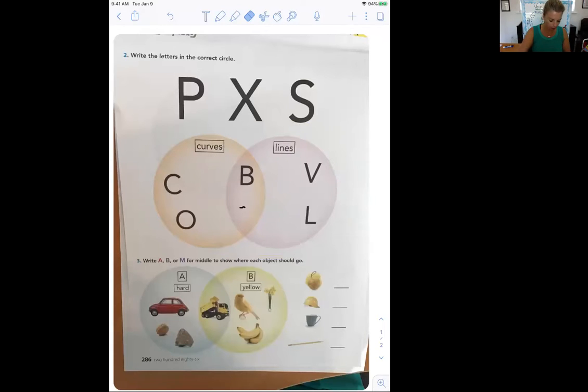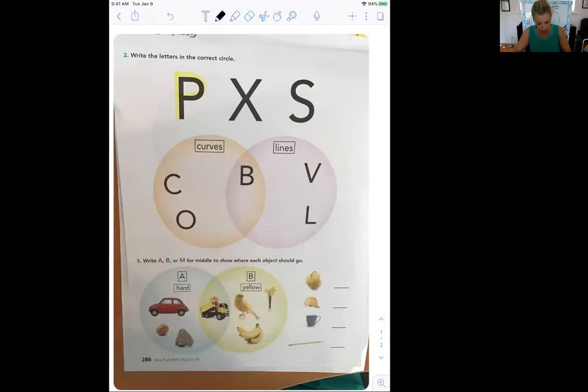Oh, let's go over the middle one. I'm sorry about that. We have the letter B in the middle, right here, guys. Does a B have a curve? Yes, it does. Does a B have a line? Yes, it does. So it goes in that middle section because it has both. Okay? All right, so now we've got to figure out where the P goes. So let's ask ourselves, does a P have a curve? Yes, it does. Right here is that curve. Does a P have a line? Yep. So does it go in the curve side, in the line side, or in the middle because it has both?